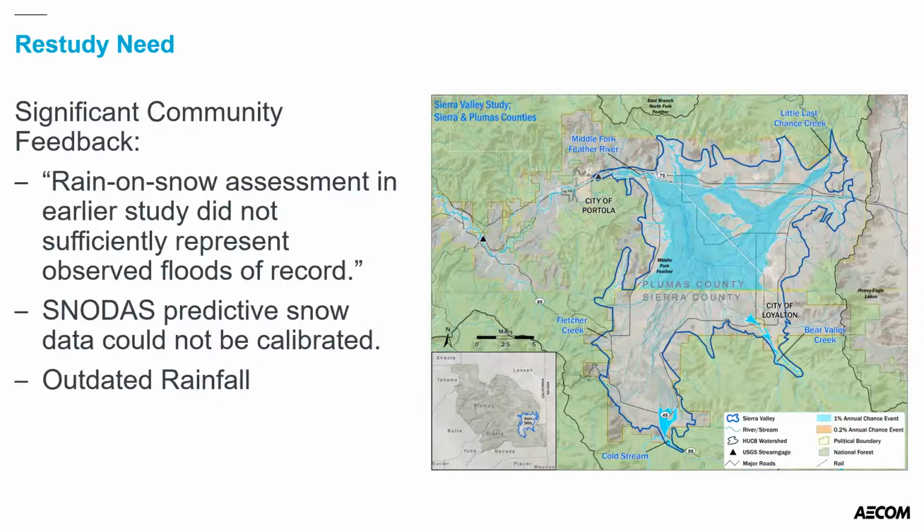The other thing that was noted was that the snow parameters were developed from SNODAS predictive data, and that those snowmelt parameters never were able to be calibrated. And the last note, given where we're at today, was that they knew that rainfall was now outdated. The original study used NOAA 2, and NOAA 14, by the time the study was completed, NOAA 14 was out. This community wanted that update as well.